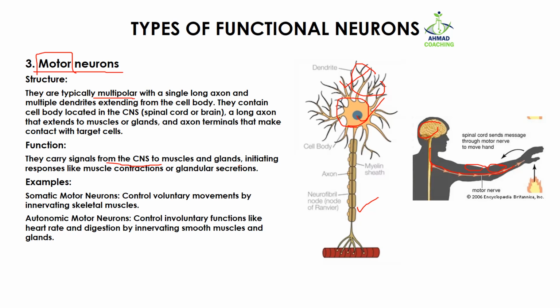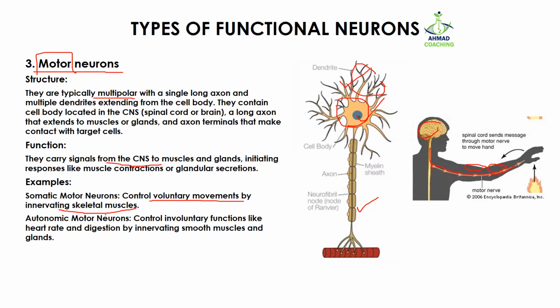If you talk about the examples of motor neurons, we have somatic motor neurons which control voluntary movements. The voluntary movements are the movements which are controlled consciously or done by yourself when you are thinking. For example, grabbing a pen, writing on the notebook, sitting, standing, walking, all these movements are voluntary and they are controlled by somatic motor neurons because they are involved with the skeletal muscles.